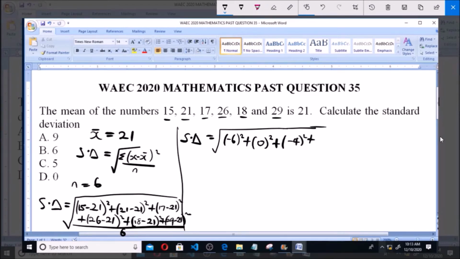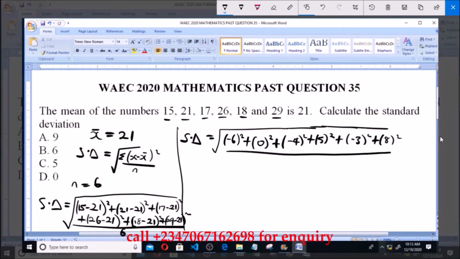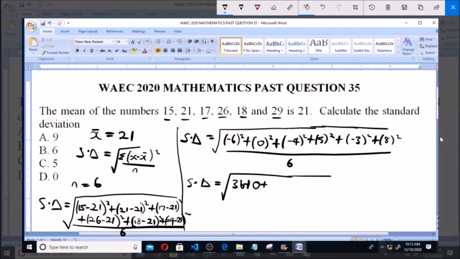So standard deviation SD is equal to the square root of 15 minus 21 squared will give us minus 6 squared, plus 21 minus 21 will give us 0 squared, plus 17 minus 21 will give us minus 4 squared, plus 26 minus 21 will give us 5 squared, plus 18 minus 21 will give us minus 3 squared, plus 29 minus 21 will give us 8 squared, all over n, which is 6. SD is equal to the square root of minus 6 squared, which is 36, plus 0 squared, which is 0, plus minus 4 squared, which is 16, plus 5 squared, which is 25, plus minus 3 squared, which is 9, plus 8 squared, which is 64, all over 6.